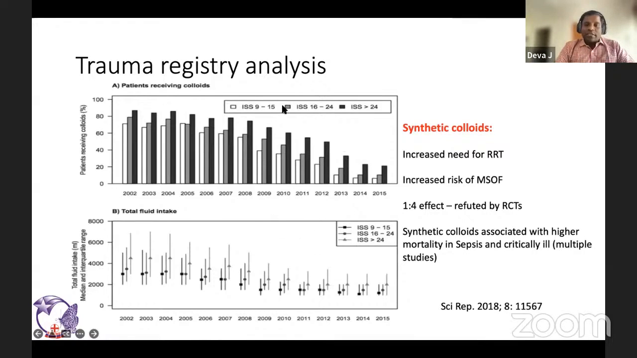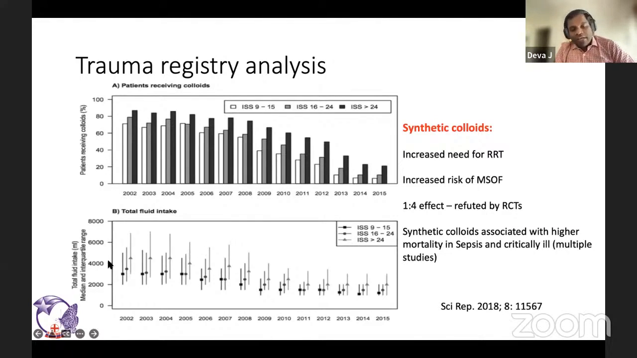This is an interesting trauma registry analysis where they looked at about 48,000 plus patients. If you see from 2002 to 2015, the use of colloids has gone right down clearly. The ISS is the injury severity score. I will not go into the details of it. It tells you about the severity of trauma, and we use it as a treatment tool, as a prognostic tool, etc. In severe trauma, some of them still do get colloids, but the majority of the mild and moderate, they don't. So overall, the usage has gone right down.